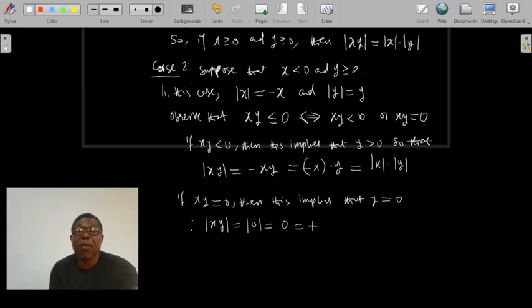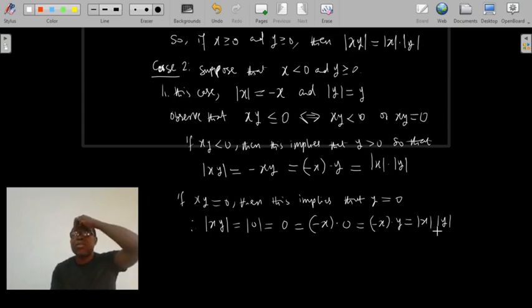And this 0 we can write as, since 0 is 0, I can write this as minus x times 0. It's still meaningful. But what is minus x? Minus x will turn out to be the absolute value of x. And this 0 here will turn out to be the absolute value of y. So we can write this as minus x times y. And minus x is the absolute value of x, y is the absolute value of y. The reason is because the absolute value of 0 is equal to 0.